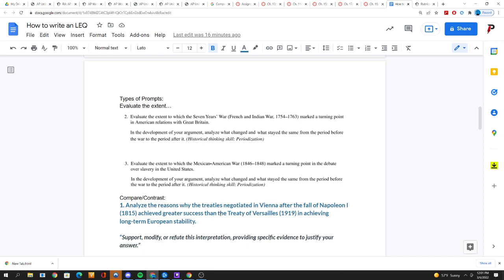What I mean by that is, for example, in this prompt, I look at the treaties negotiated in Vienna after the fall of Napoleon I. Well, what I would do is have a body paragraph dedicated to why the treaties in Vienna were successful. And then in my second body paragraph, I would just talk about the Treaty of Versailles and why it failed. And then, because of the way I've structured it, it becomes apparent why one was successful and the other one wasn't.